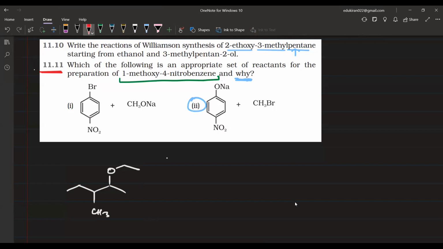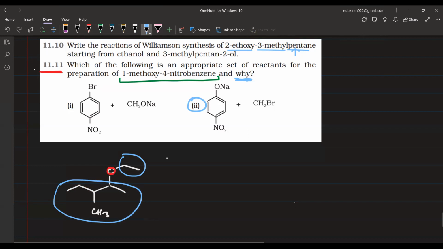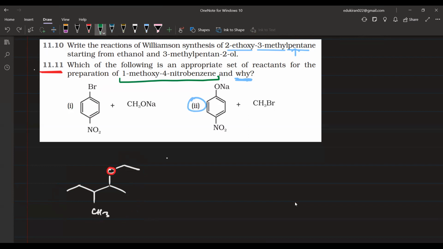Whenever you have to prepare anything from Williamson ether synthesis, you are going to identify the oxygen atom. Then you will see that there is one fragment here, and another fragment here. Now tell me which is the smaller fragment. Look at the carbon atoms attached to oxygen. This carbon atom is the green one, and this carbon atom is the blue one.